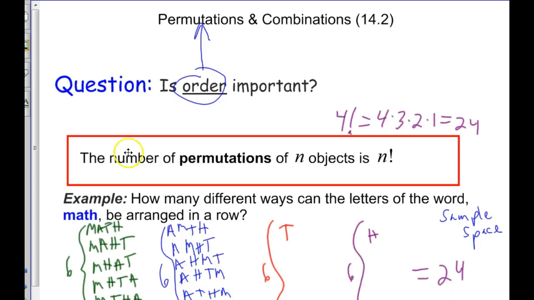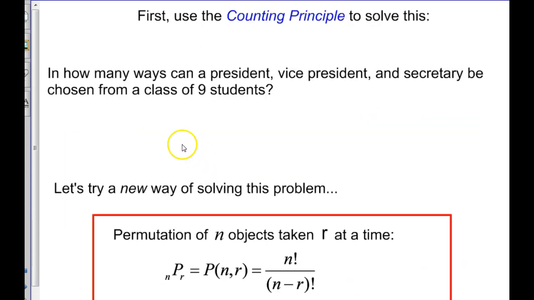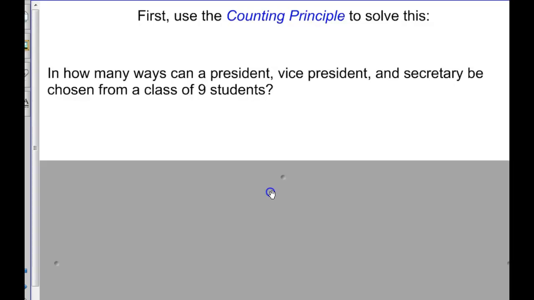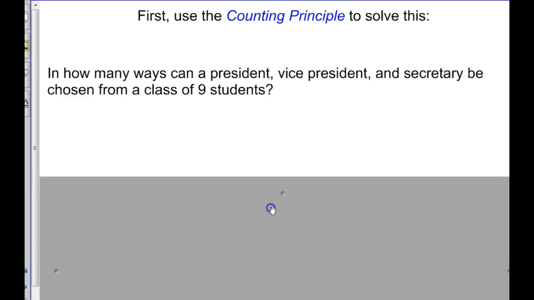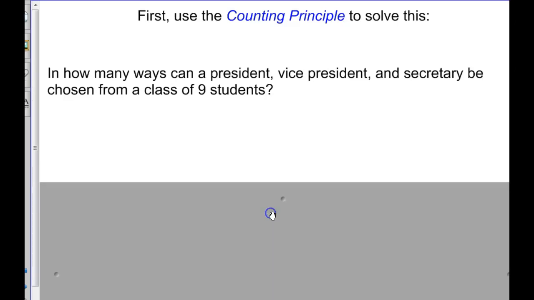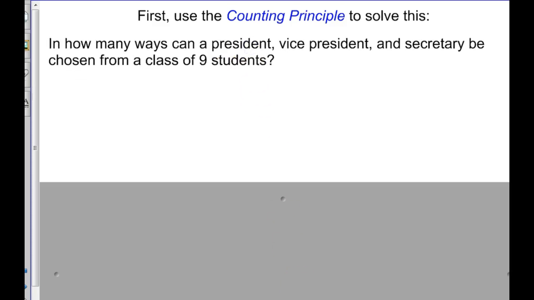Okay, in how many ways can a president, vice president, and secretary be chosen from a class of 9 students? Let's talk about the way we did this yesterday first. I call this the slot method of doing things. We have 3 choices to make. You are going to try to elect a president, vice president, and a secretary. So this is president, this is the vice president position, and the secretary position.